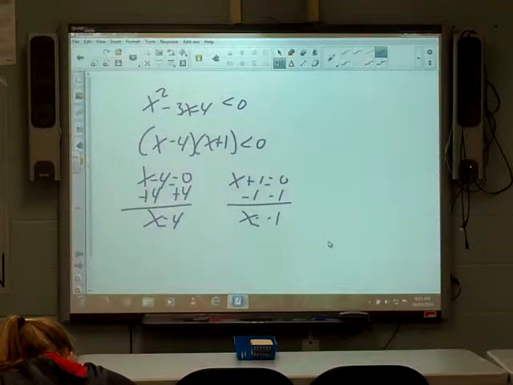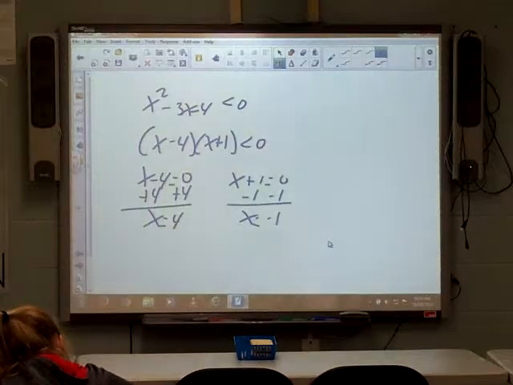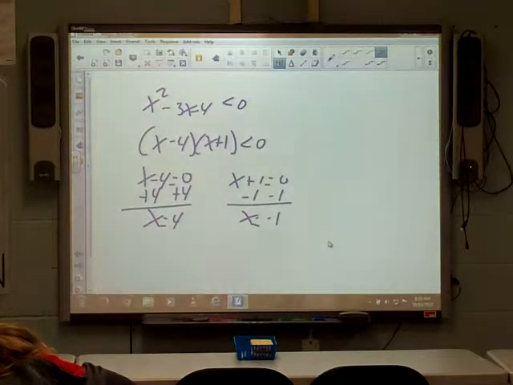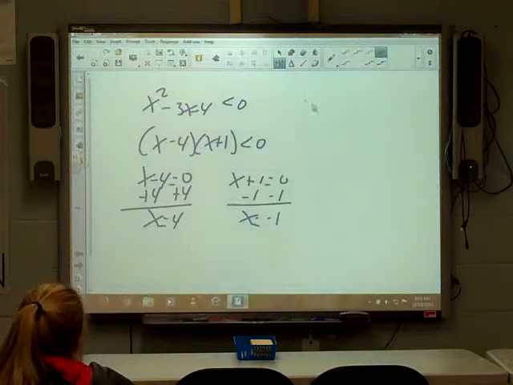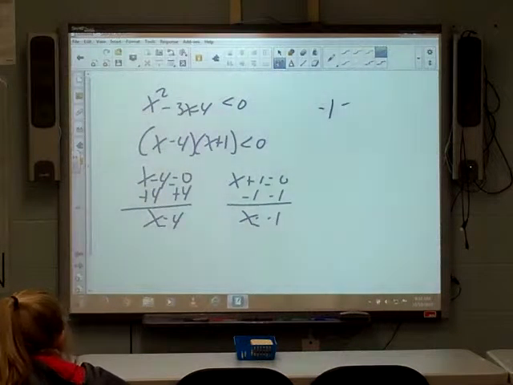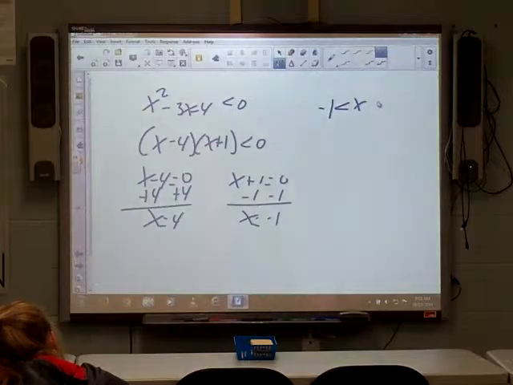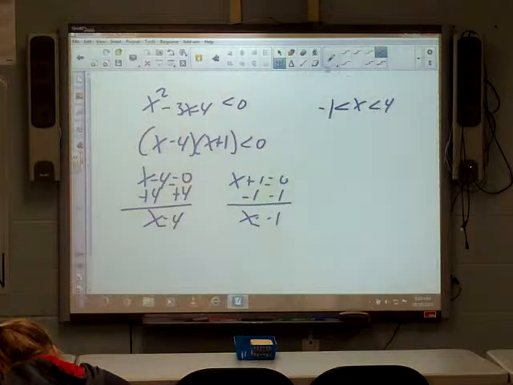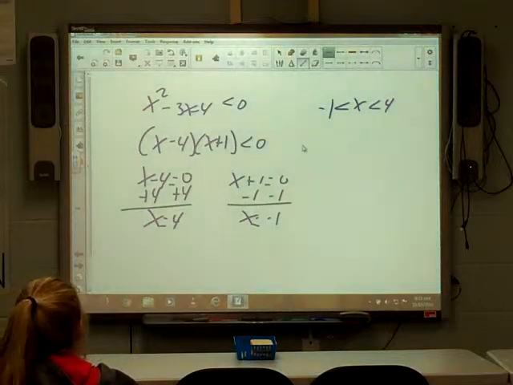Now if you use the quadratic formula, those should be the answers that you end up getting. Okay, so we're looking at x as being between negative 1 and 4, which we wrote as negative 1 less than x less than 4. I used the sign. Now let me show you another way to know, because some of y'all were questioning that. So let me show you another way to know for sure.